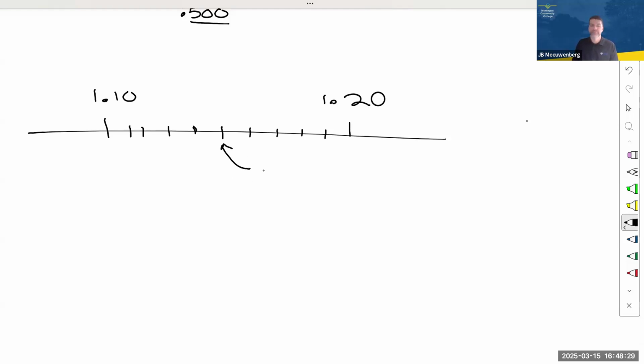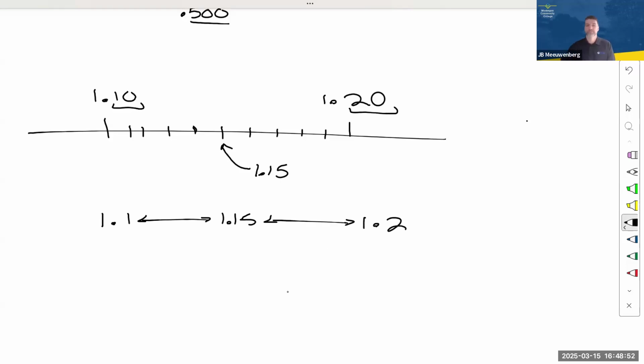What would be the value of that location? 1 and 10 hundredths, 1 and 20 hundredths. Well, what's between 10 and 20? 1 and 15 hundredths. So 1.1, 1.2, 1.15 is right in the middle of those two.